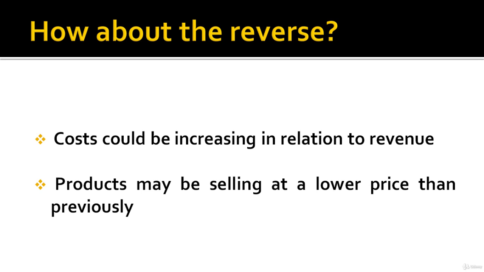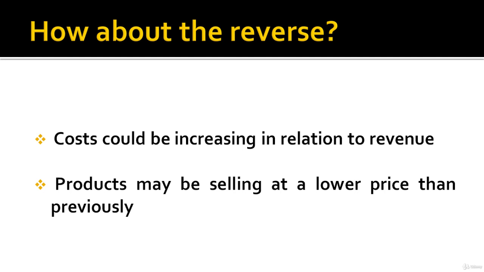Now what about the reverse? Once again, there are two main reasons and generally they are just the reverse. First, costs could be increasing in relation to revenue, not a good sign, as it may signal a cost spiral trend or that management does not have a tight enough rein over cost control. However, this situation may not always be the fault of management directly. It may be due to a weak bargaining position along the supply chain or even economic factors that are completely outside the control of the business.